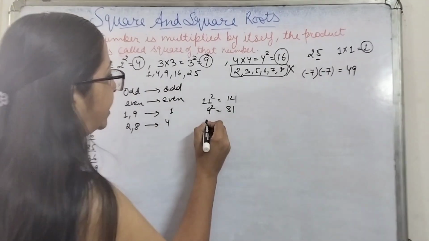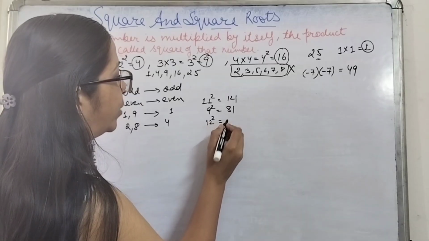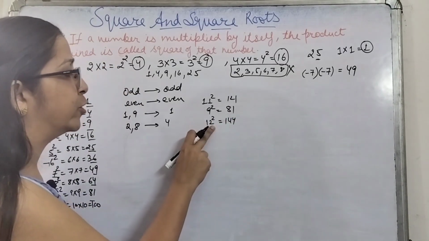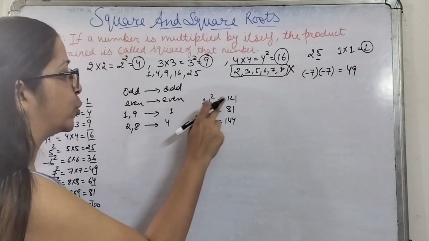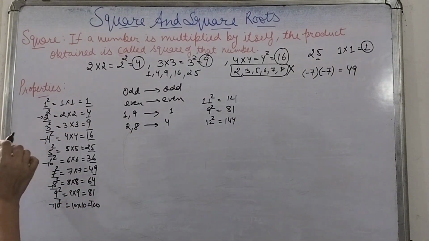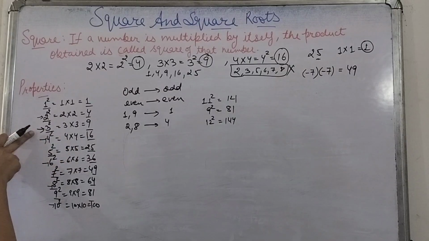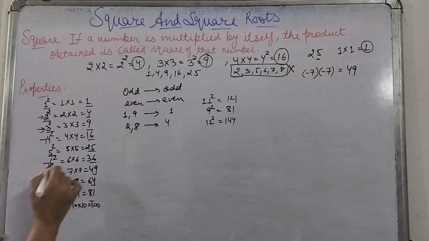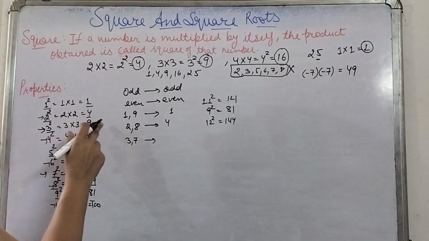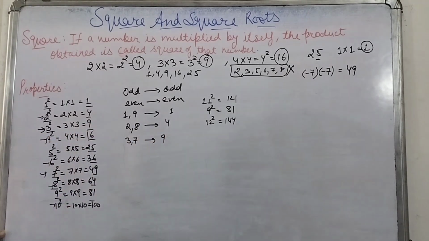For example, we can take 12. The square of 12 is 144. So we can see the unit place of the number is 2 and the square is ending with 4. Similarly, if the number is ending with 3 or 7, the square of the number will be ending with 9.